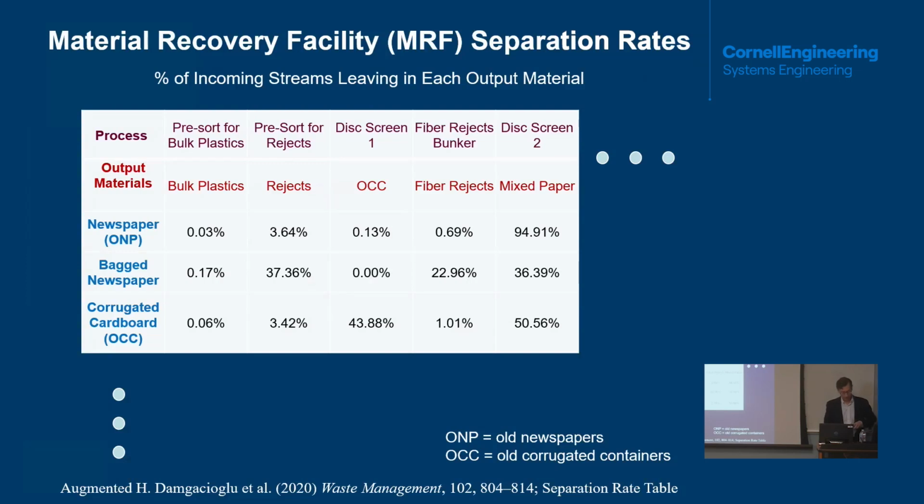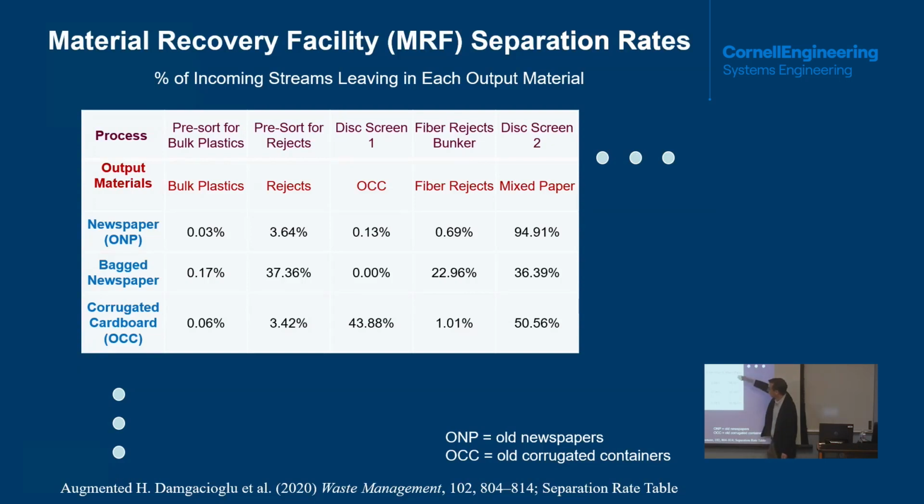I created a spreadsheet just to easily look at, if we have these streams coming in the rows, like the newspaper, bagged newspaper, corrugated cardboard coming in, what percent goes to these different columns? And the columns are essentially products coming out of the MRF.